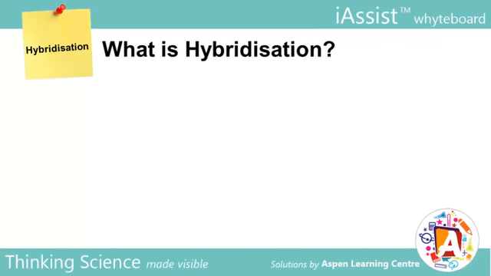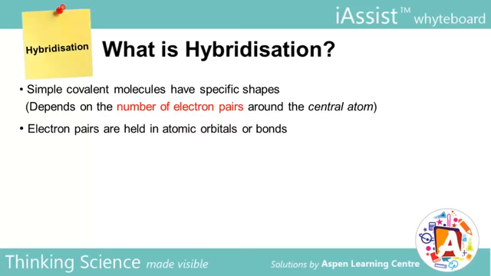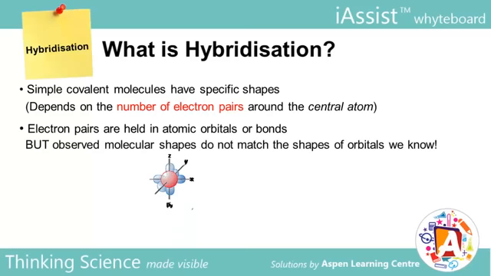Now, what is hybridization? We know for a fact that a simple covalent molecule will possess a specific shape. This depends on the number of electron pairs around the molecule's central atom, and these pairs are held in either atomic orbitals or covalent bonds. Now, we also know the usual shapes of atomic orbitals and covalent bonds, however we observe that the actual shapes of simple covalent molecules do not tally with the orbitals being used.